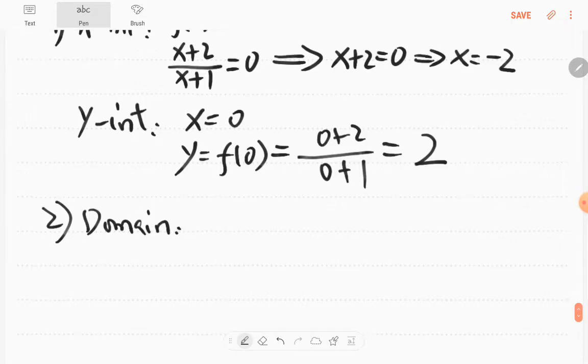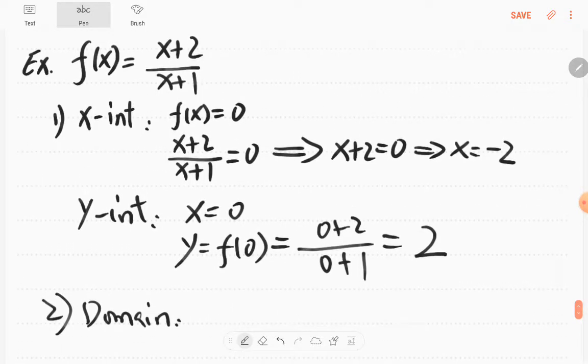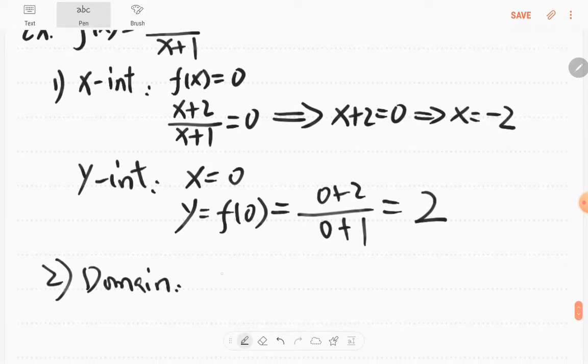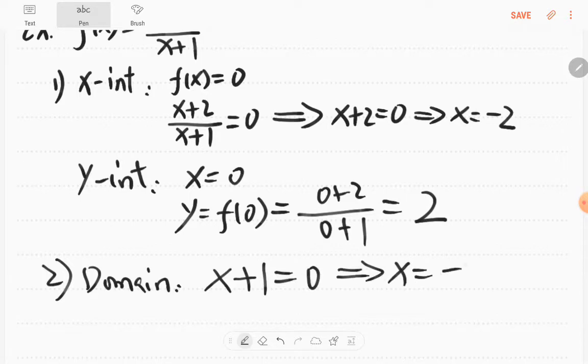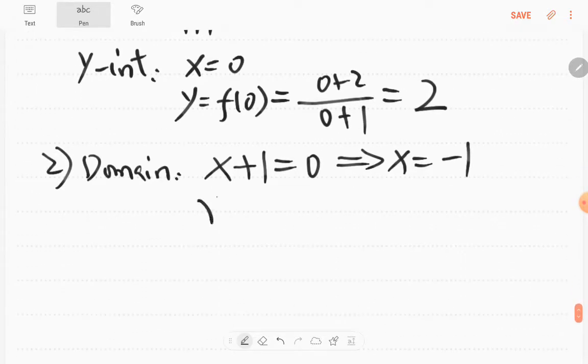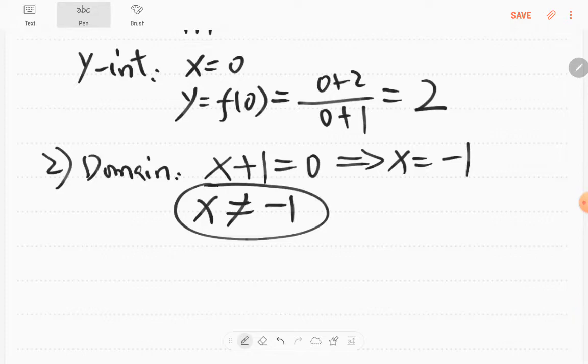What is the domain? The domain is all the real numbers except where the denominator equals 0, right? So we cannot make the denominator 0. So what are the values for the denominator? It's x plus 1 equals 0, so x equals negative 1. So in other words, x cannot be equal to negative 1. This would be the domain.